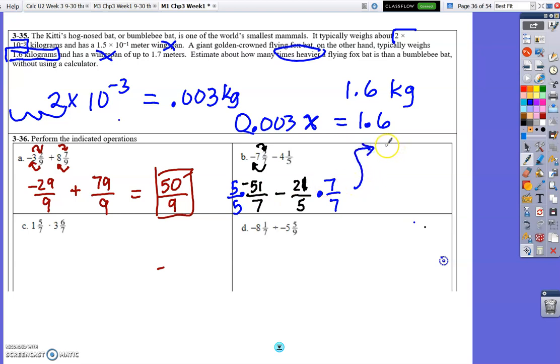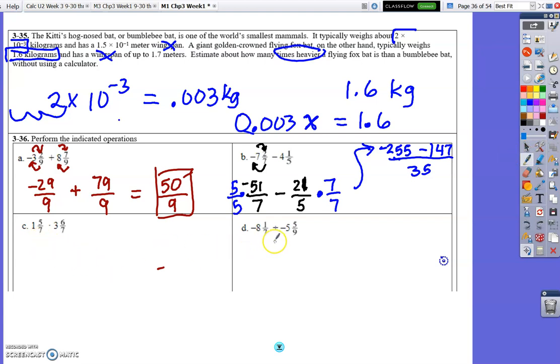5 times 51 is 255, minus 7 times 21, 147 over 35. I'm just going to double check my calculations on those, especially the 21 times 7. 147, and then 5 times 51. Okay, cool. I got both of those right. And so I said I was going to do this for you, so I'm going to stop now, and you can finish from there.